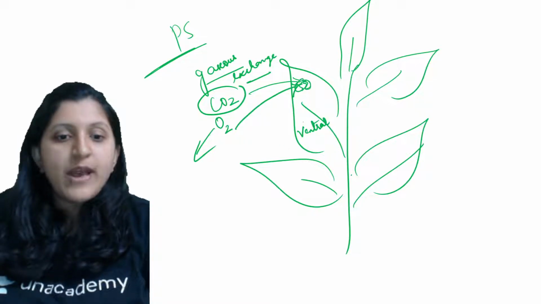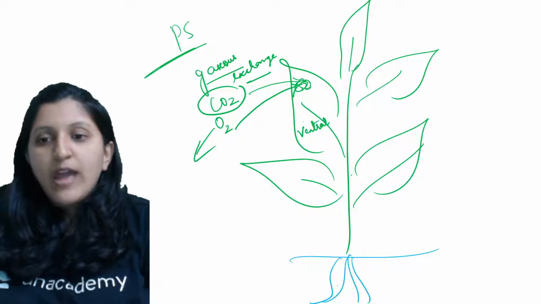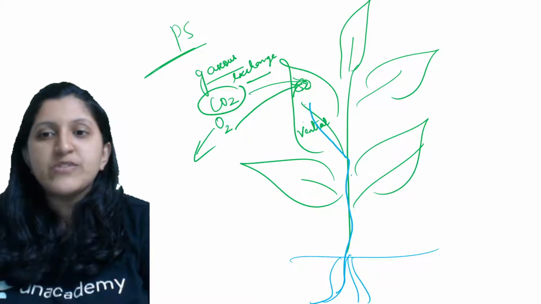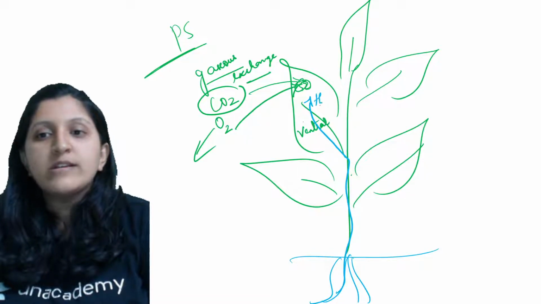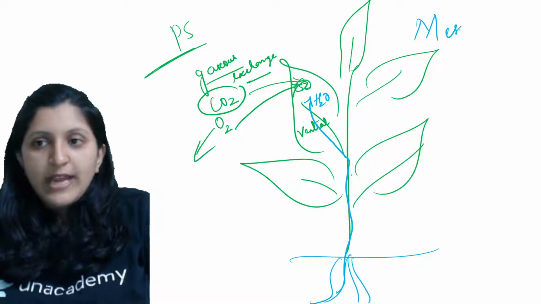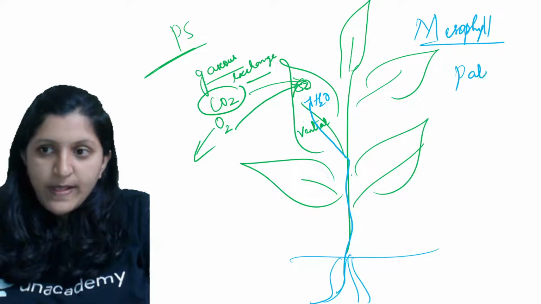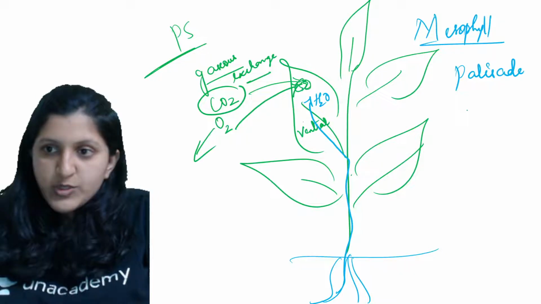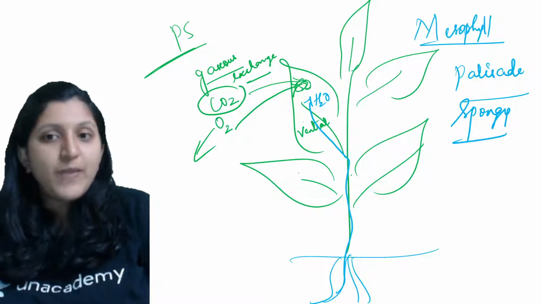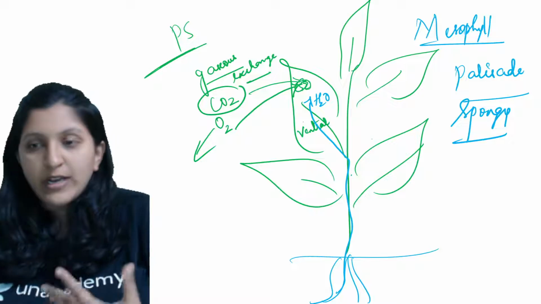Then what else is required? That is water, through the roots. Here the roots are present. Through the root, water absorption will occur and it will reach a specific site where the water is supplied, mainly the mesophyll cells. There are palisade mesophyll cells, then there is spongy mesophyll. You can see this one is the palisade and then there is the spongy mesophyll, and there is a passage through which water is transported.